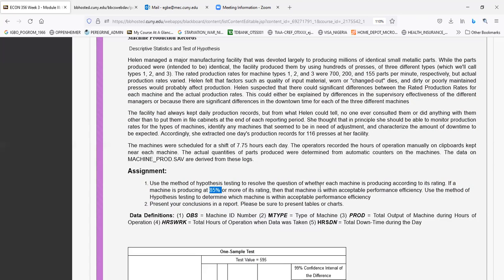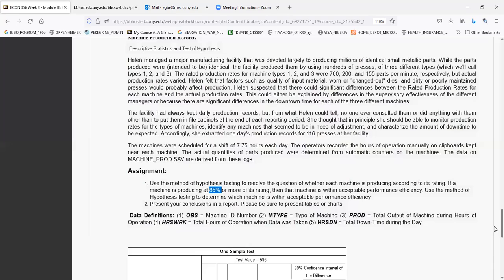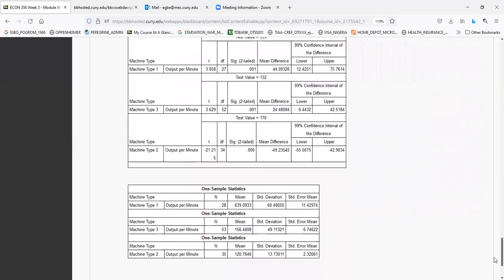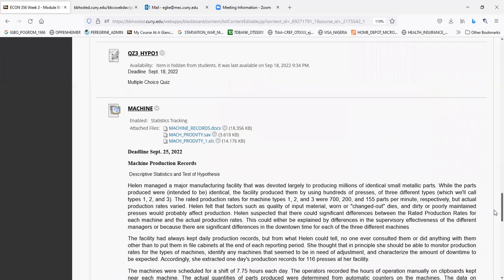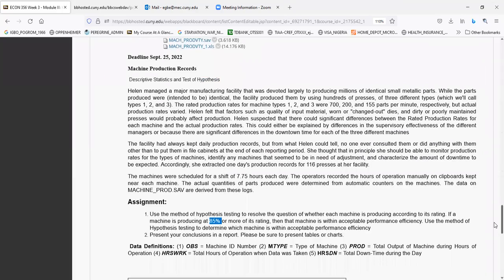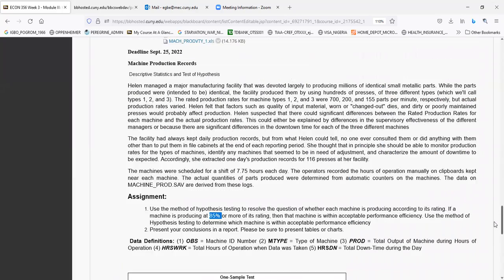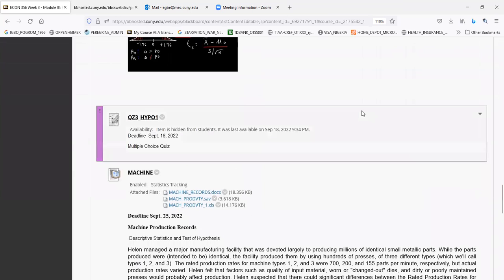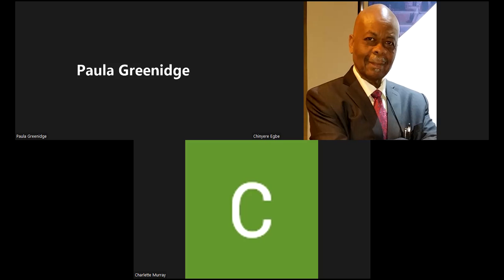So now, the next thing that I'm going to do is to ask ourselves, does the machine actually produce an average of 595? So let us see. I'm going to stop share and I'm going to pull up the data. Your homework assignment is not going to require you to do all of that. But I'm going to pull up the data.